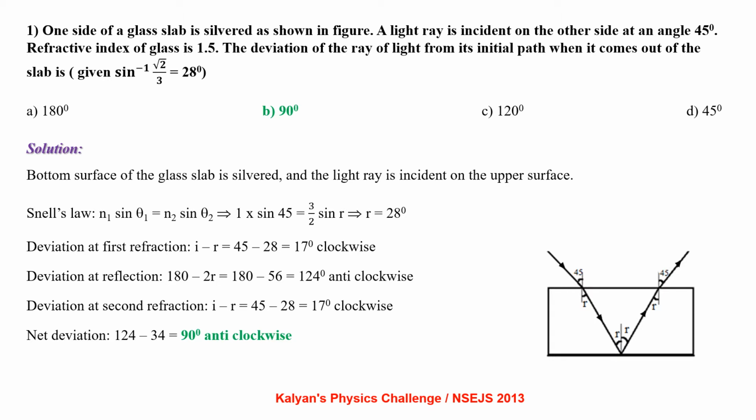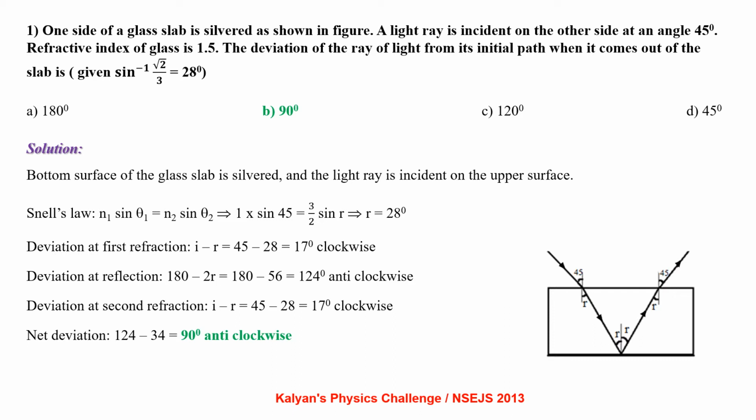Given the bottom surface of the glass slab is silvered and the light ray is incident on the upper surface, applying Snell's law at the point of incidence, n1 sin theta 1 equal to n2 sin theta 2, that is 1 into sin 45 equal to 3 by 2 sin r, from which we get r equal to 28 degrees. Deviation produced at the first refraction, i minus r, which comes out to be 17 degrees clockwise.